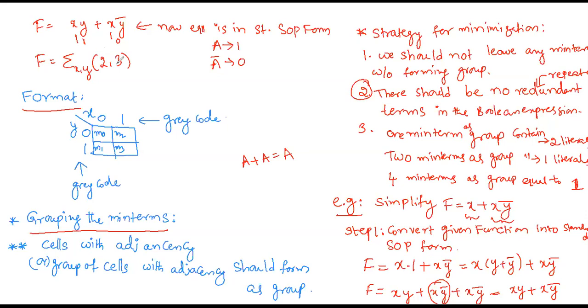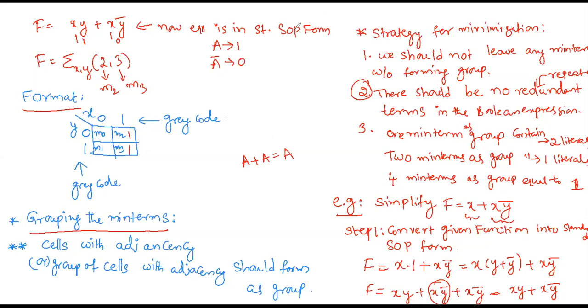Until this, if you have any doubt, you can ask me. Okay, 2 and 3: this is min term 2, this is min term 3. Wherever the min terms are present in the expression, keep 1. 2 is 1, 3 is 1.